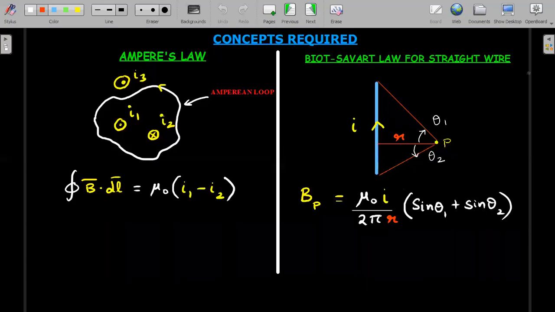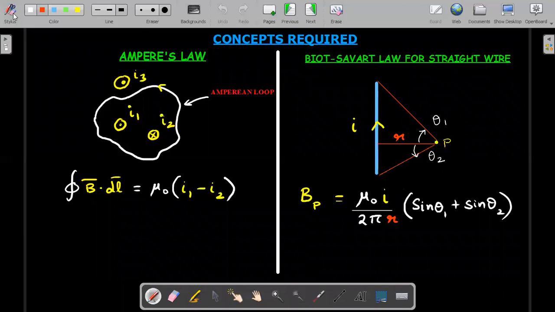I've pre-written certain important concepts here that you need to know in order to ace this problem. The two important concepts of magnetostatics are Ampere's law, which you can see on the left of the screen, and the Biot-Savart law for the straight wire, which you can see on the right side. Let me quickly go through these concepts.